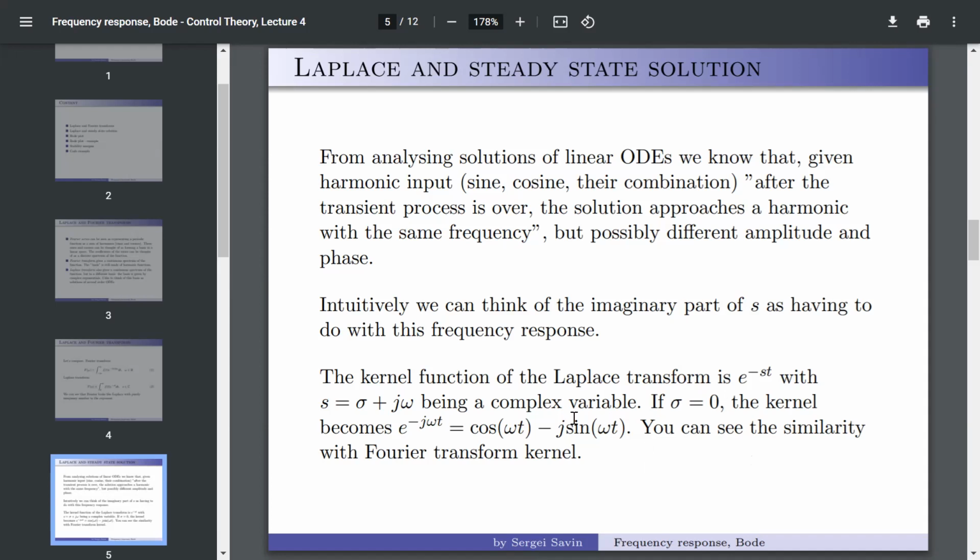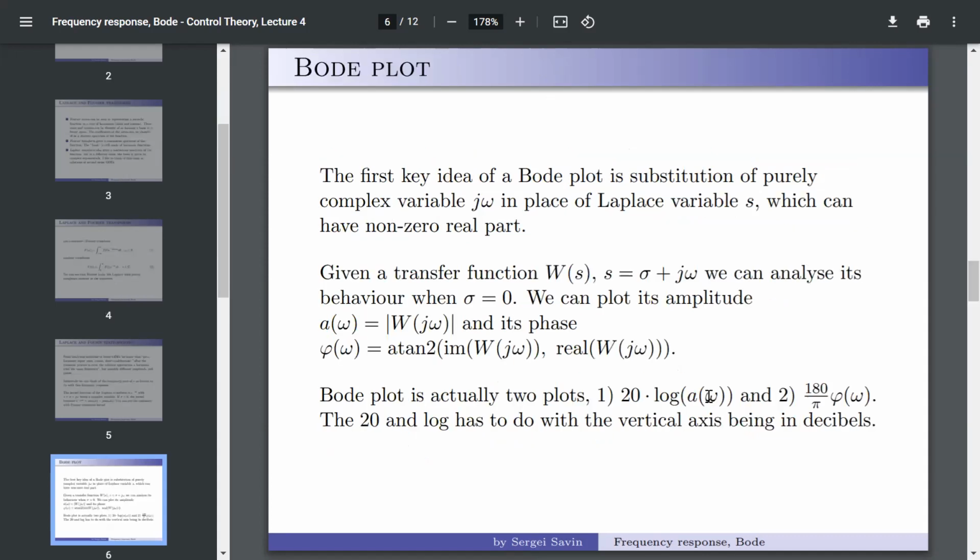Or another way to think about it is to say, okay, as long as this is true, the Laplace transform becomes a Fourier transform, and we are just decomposing our signal into frequencies rather than into exponentials. That is intuition. Again, it's not math, it's intuition. It is the Laplace transform, but with the real part of the complex value being 0.